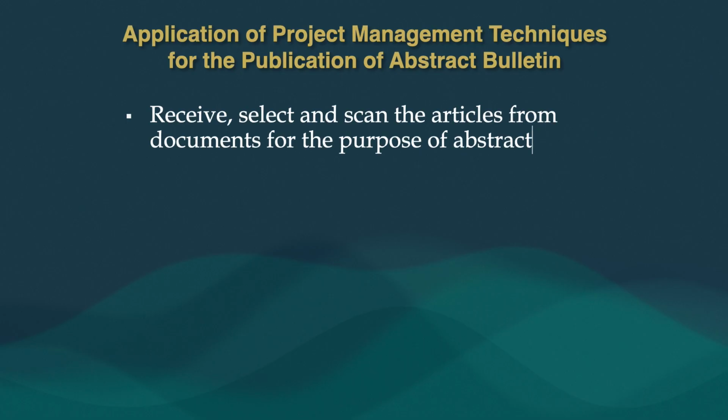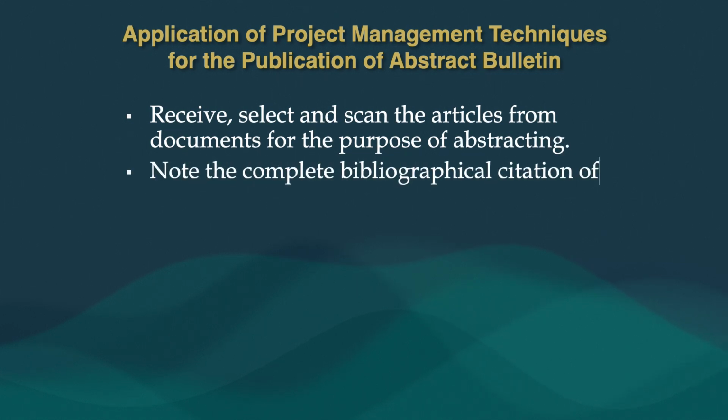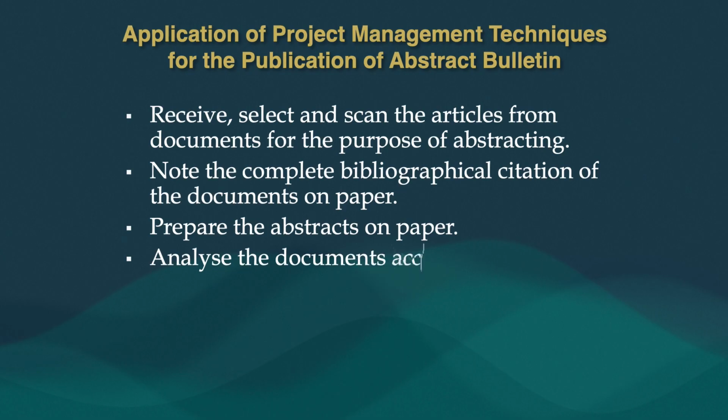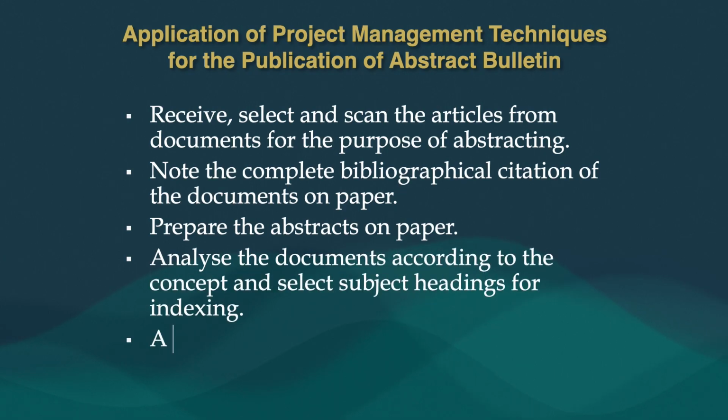First thing we have to do is receive, select and scan all the articles from the documents for the purpose of abstracting. Next step is note the complete bibliographical citation of the documents on paper. Next part is prepare the abstracts on paper. Next is analyze the documents according to the concept and select the subject headings for the purpose of indexing.